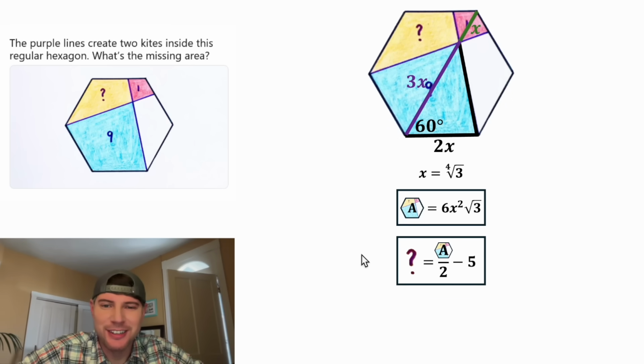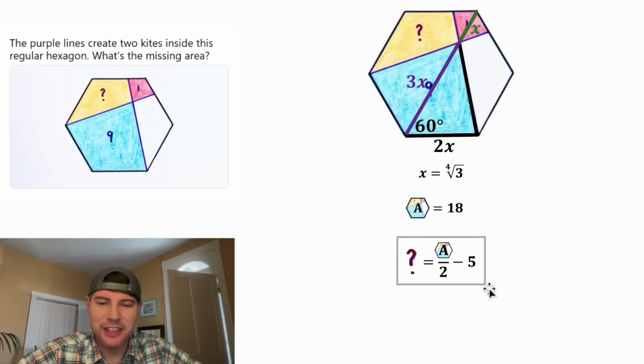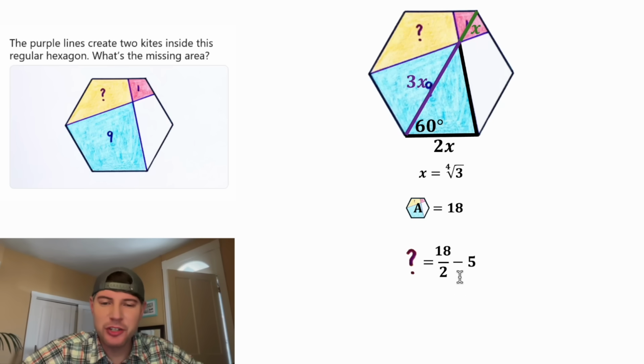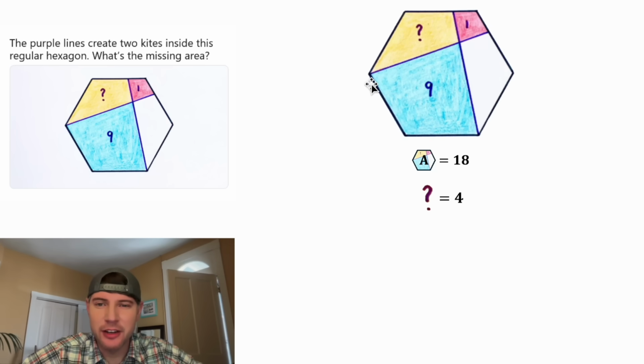We're almost done. Let's break this out of the box, and in the place of this x, let's plug in the 4th root of 3. The 4th root of 3 squared is equal to the square root of 3, and then square root of 3 times square root of 3 is equal to 3, and 6 times 3 is equal to 18. So the area of the entire hexagon is equal to 18. And then from here, let's break this out of the box. In the place of the hexagon, we can plug in 18. 18 divided by 2 is equal to 9. And 9 minus 5 is 4. And that is the answer to our question. In this given hexagon, the area of this region is equal to 4. Let's put a box around it.